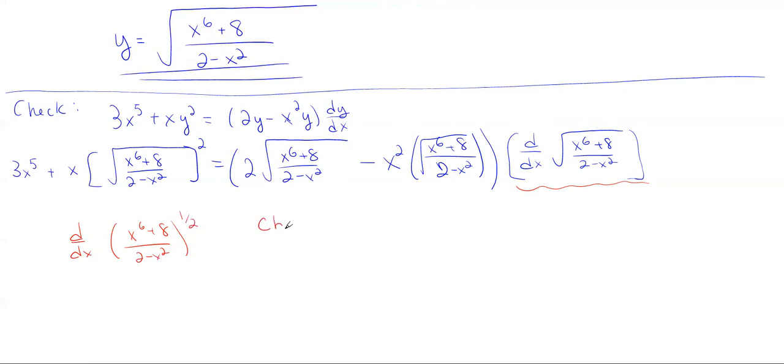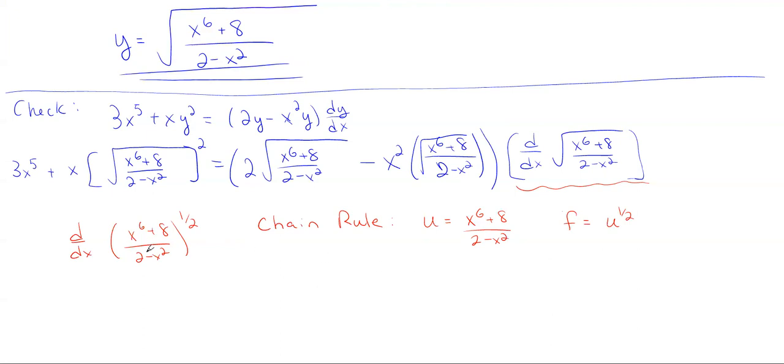What I'm going to use here to get this derivative going is the chain rule, and I'm going to have to use some substitution. So I'm going to set my u variable equal to everything that is being taken to the half power. That would be x to the 6th plus 8 all over 2 minus x squared. And then let's just change up the variables here. We haven't used f yet, so we'll set f is equal to u to the 1/2 power.